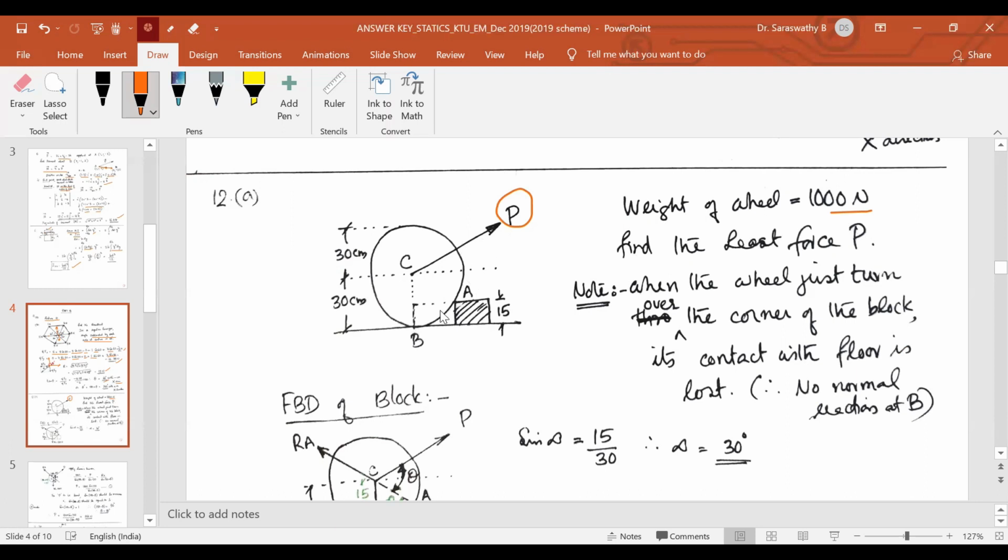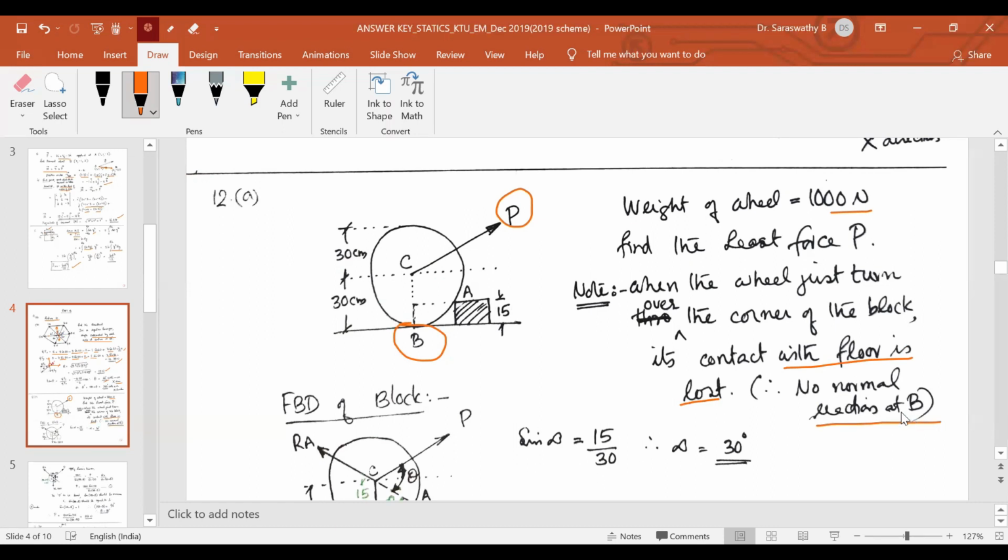Okay, when the wheel just turns over the corner of this, what will happen? The contact at this surface will be lost. When the wheel just turns over this obstacle, contact with this point B on the floor will be lost. That is the most important thing. So there will not be any contact reaction. The normal mistake which you commit is that one. So there will not be any contact reaction or normal reaction at the point B.